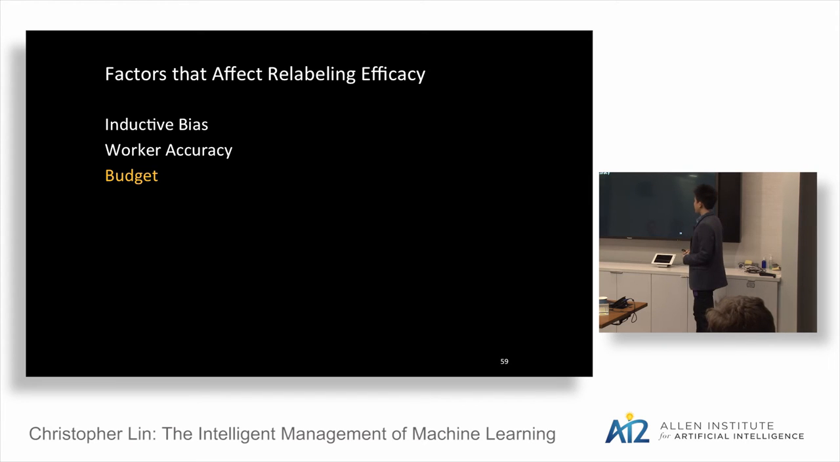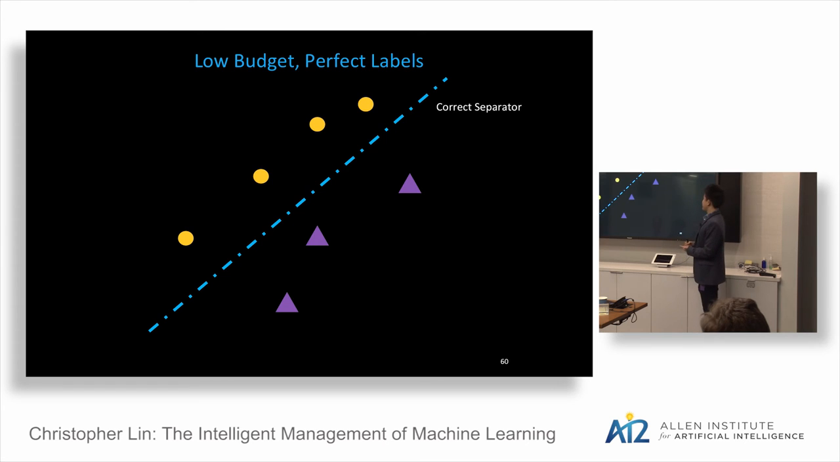And finally, I want to talk about how budget affects relabeling. So budget is also a little bit counterintuitive. You might think that relabeling should become more powerful as you increase the budget, right? Because if you have an infinite budget, then you would want to go and relabel everything infinitely many times. But that's not true. So consider this example.